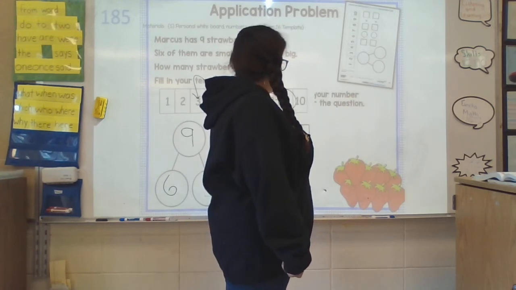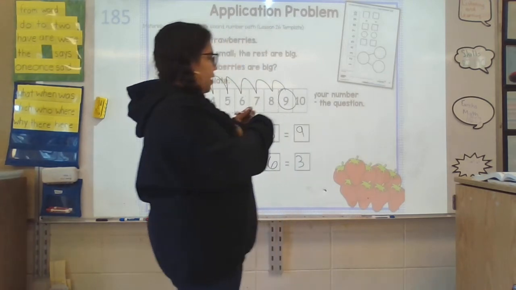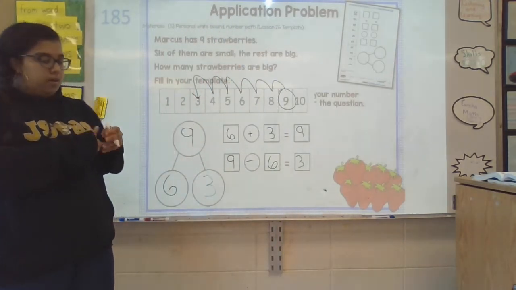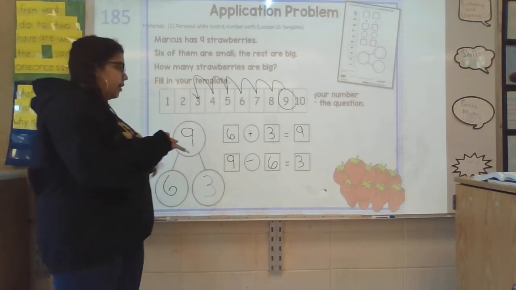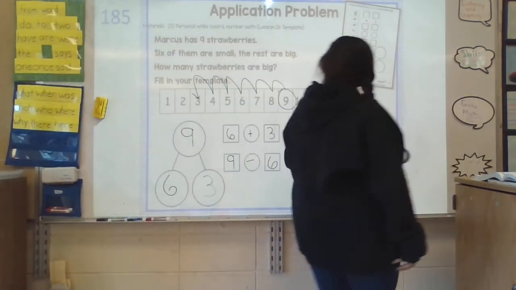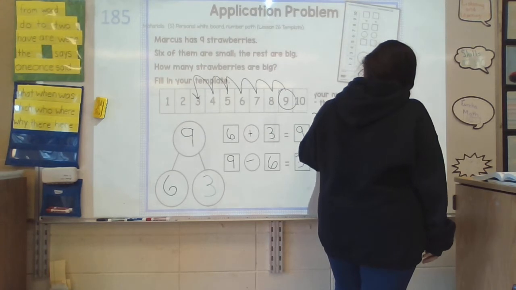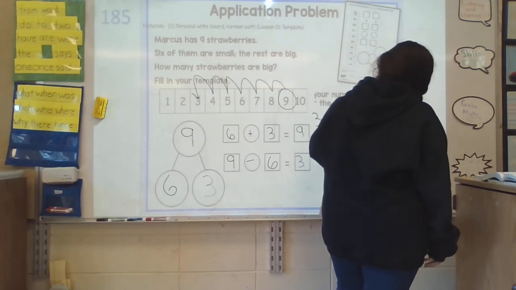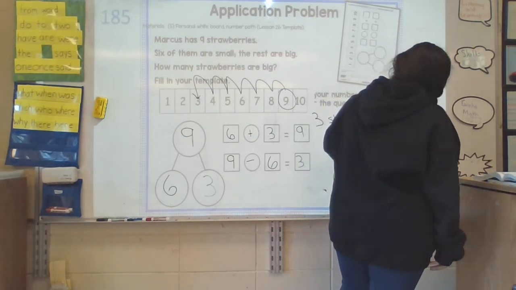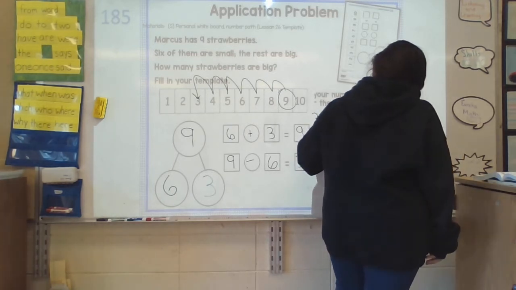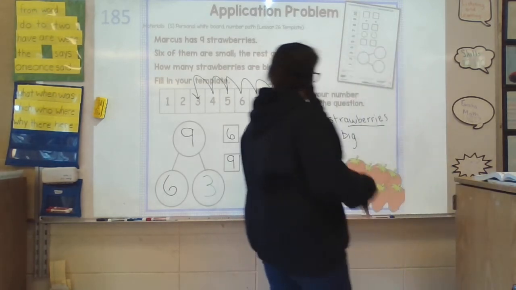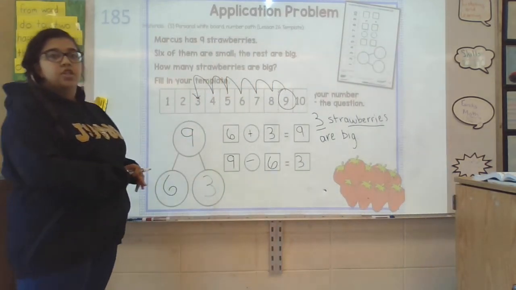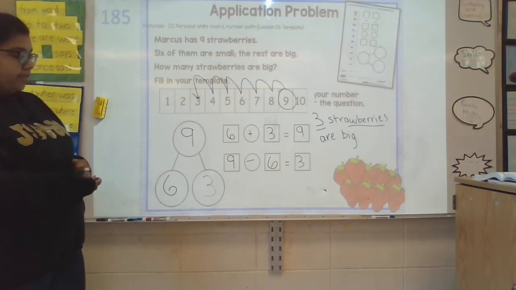6 plus 3 is equal to 9. Notice, same numbers. So in answering the question, how many strawberries are big? You need your word answer. 3 strawberries are big. There. 3 strawberries are big is the complete sentence answer to this question.